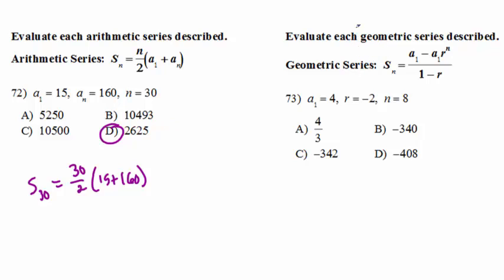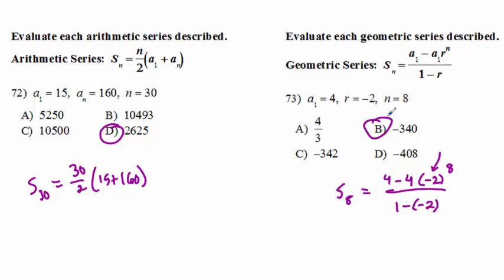Then we're going to evaluate this geometric series. So S of 8 equals 4 minus 4 times negative 2 to the 8 over 1 minus negative 2. Again, this needs to be in parentheses. Our answer on this will be negative 340. So that's it. That's the spring semester Algebra 2 review.